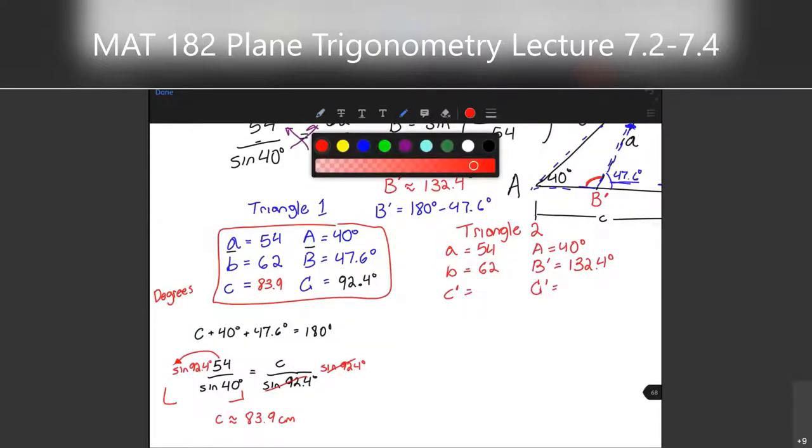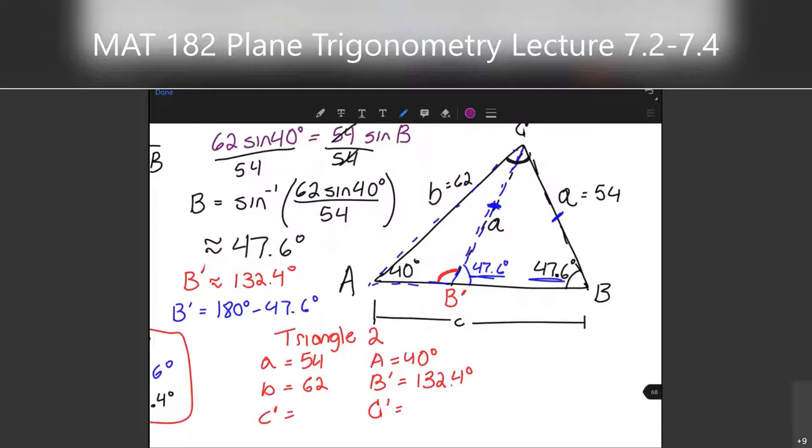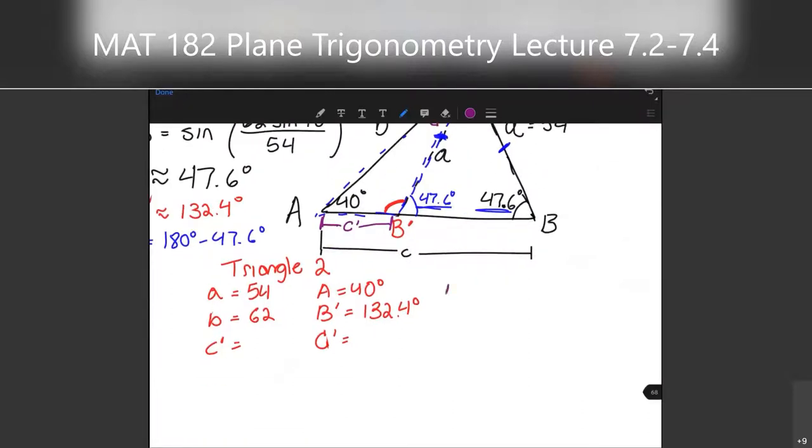So let's take a little bit of a look at what that represents in the triangle. So the C prime side first is the side going this small distance over here. So that's your C prime side. And then your C prime angle is right here in purple. So we can expect these two side lengths and sides to be quite a bit smaller than the original C. So if we're going to add to 180 for those angles, what will be our C prime angle?